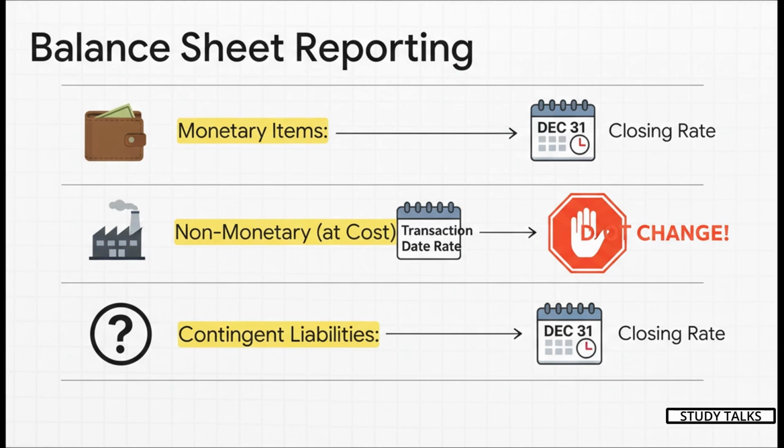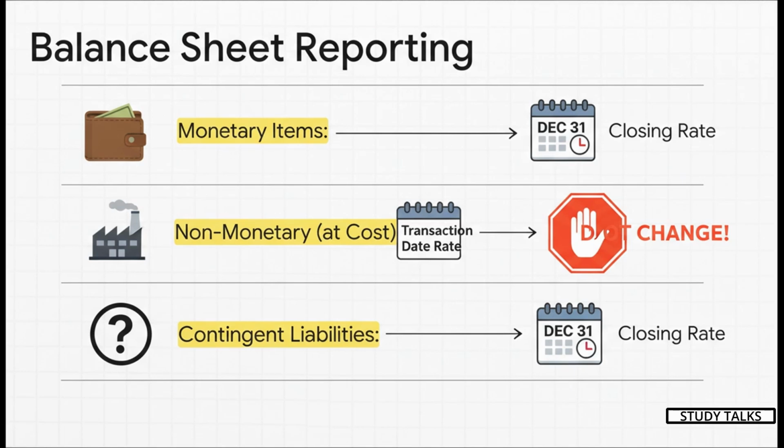tripped up. Here's the main thing. You have to retranslate monetary items, like Rotomac's creditor, at the closing rate. Why? Because their value in your home currency is constantly changing with the exchange rate. But for non-monetary items that are carried at cost, like inventory or machinery, you just leave them alone. They stay at the rate from the day you bought them. Their value is in the physical thing, not the rupees you paid.